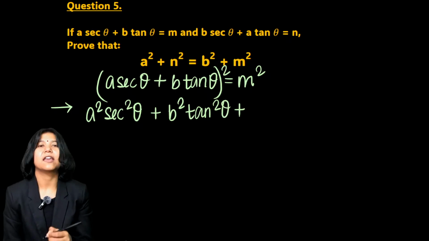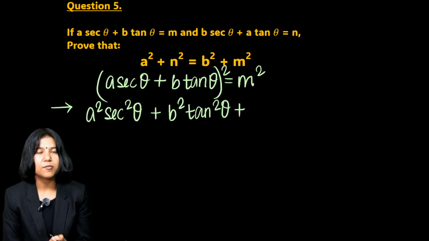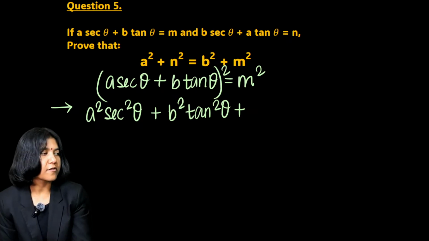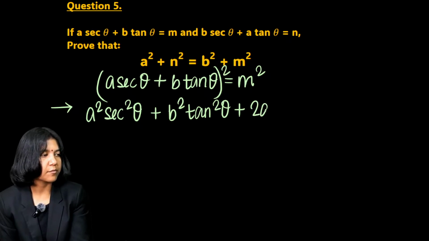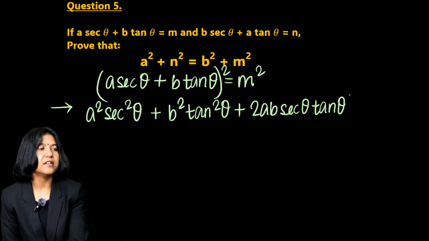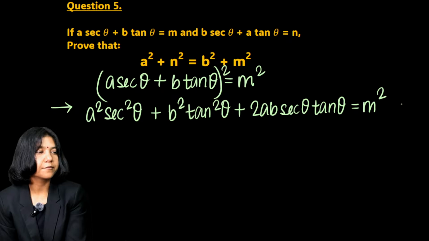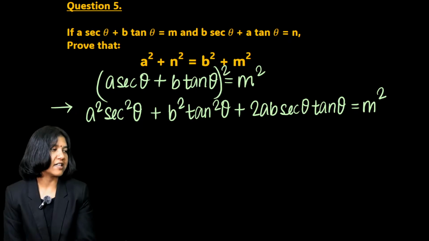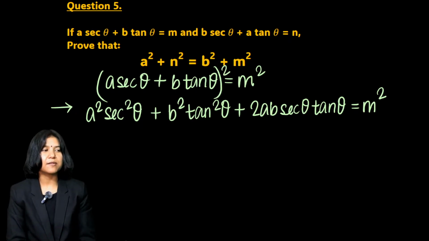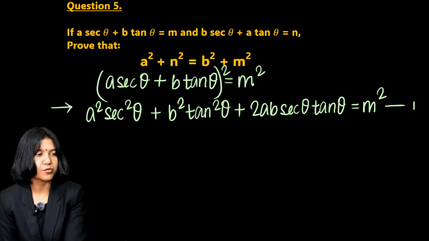plus, because of a plus b the whole square, I have to add one more term, that's just the double product of the two. Upon doubling the product of a and b, they multiply together with that 2, giving me 2ab sec theta tan theta. I'm just writing the theta part later. And that gives me m squared equals a squared sec squared theta plus b squared tan squared theta plus 2ab sec theta tan theta. That is nothing I can really simplify here. So I will take a pause and mark this as equation 1.